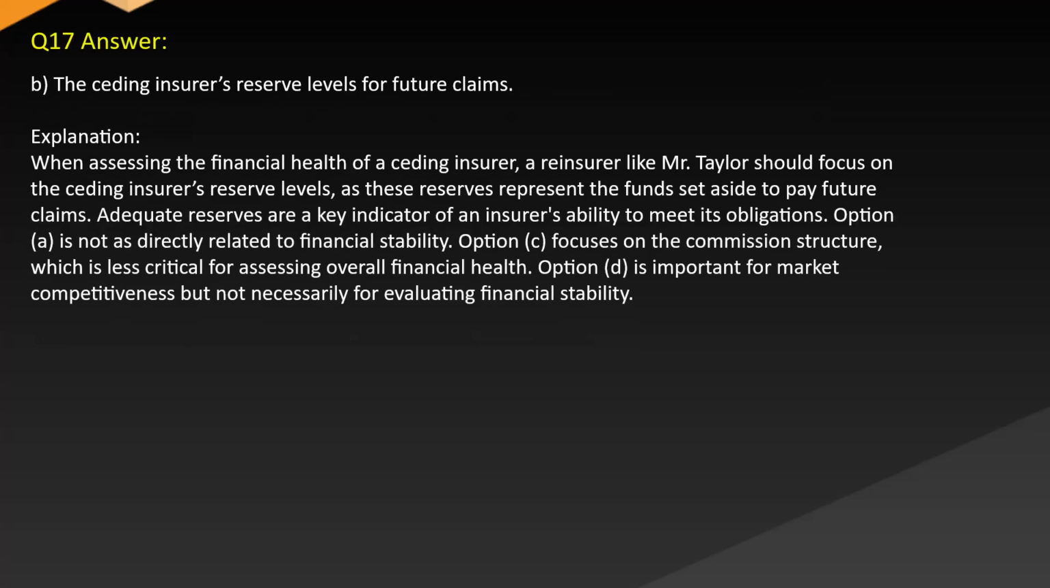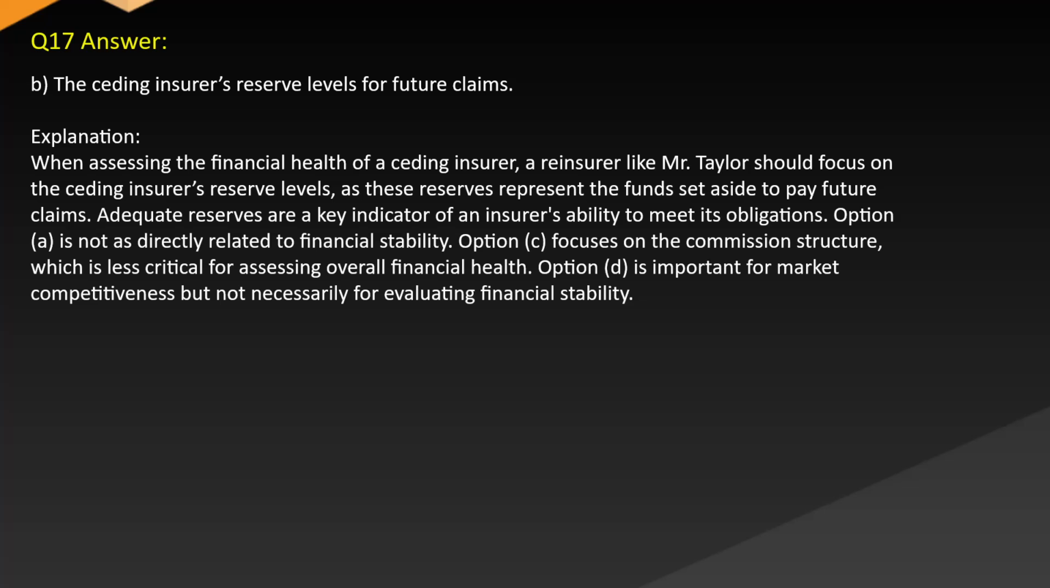Answer: B. The ceding insurer's reserve levels for future claims. Explanation: when assessing the financial health of a ceding insurer, Mr. Taylor should focus on the ceding insurer's reserve levels, as these reserves represent the funds set aside to pay future claims. Adequate reserves are a key indicator of an insurer's ability to meet its obligations.